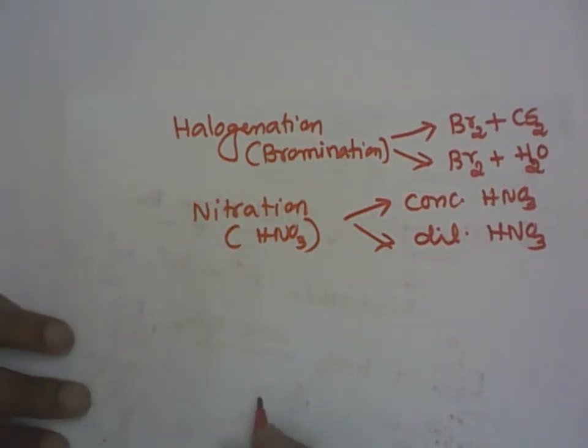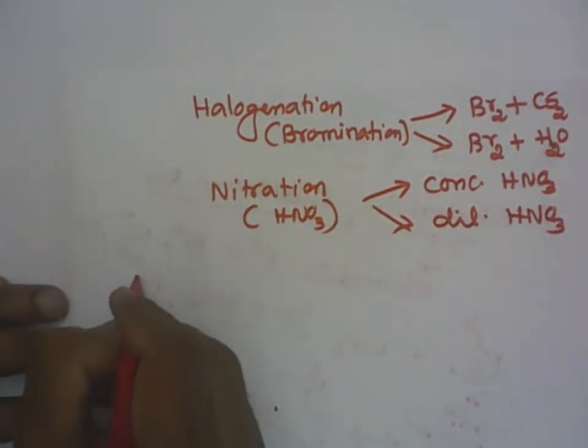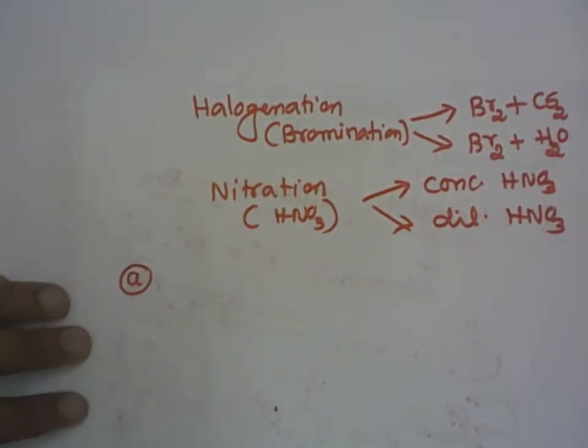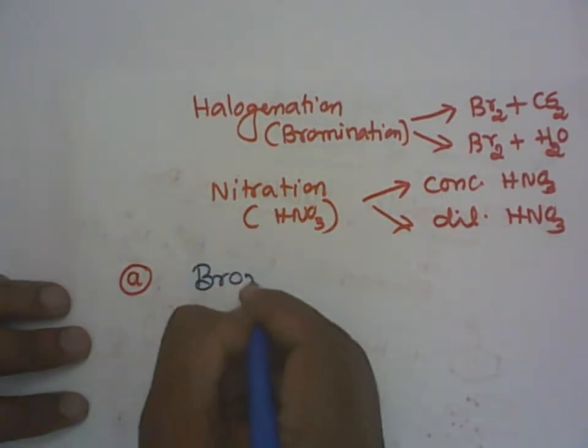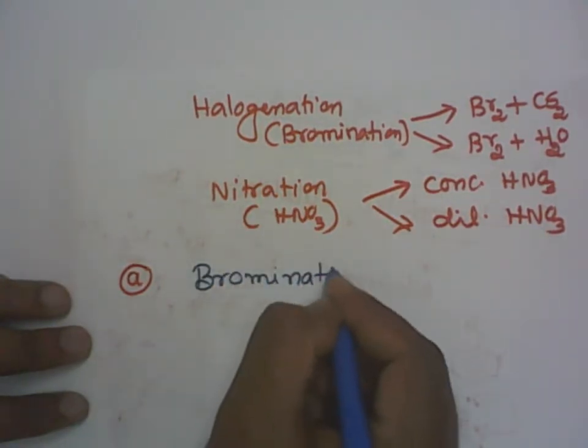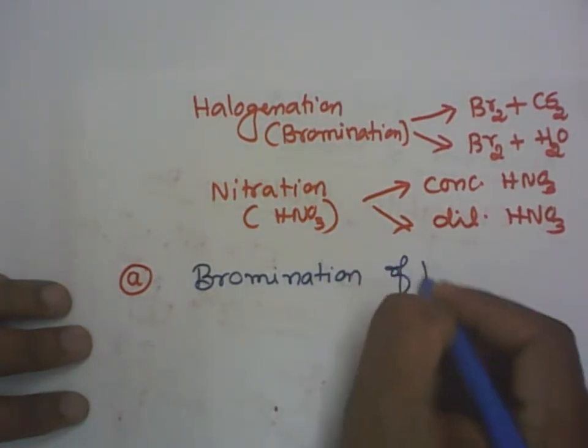Okay. So which reaction are we going to study? Electrophilic substitution reaction. Okay. So under electrophilic, the first type let me take is known as the bromination. Let me go for a specific example. Bromination of phenol.